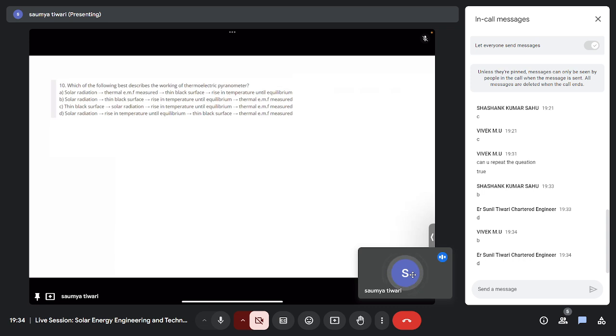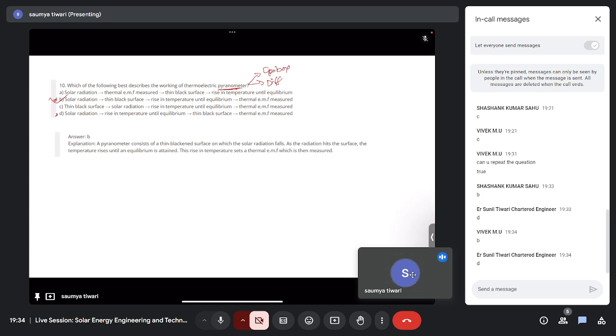Okay, we are getting some answers. So Shashank and Vivek have opted for option B, and Sunny has opted for option D. Okay, so the correct answer is option B. As we are talking about a pyranometer, it can measure both the global and the diffuse radiation, right?